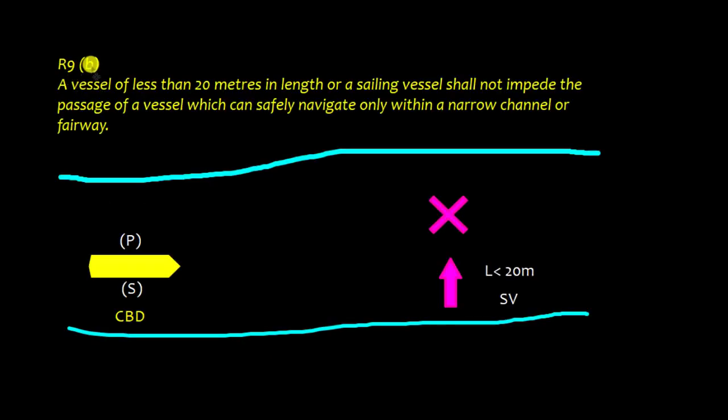Now let's talk about rule 9b, which says that a vessel of less than 20 meters in length or a sailing vessel shall not impede the passage of a vessel which can safely navigate only within a channel or fairway. So a vessel less than 20 meters in length and a sailing vessel shall not impede the passage of a vessel which can safely navigate within a channel or fairway. By definition, that is actually a CBD, vessel constrained by her draft.